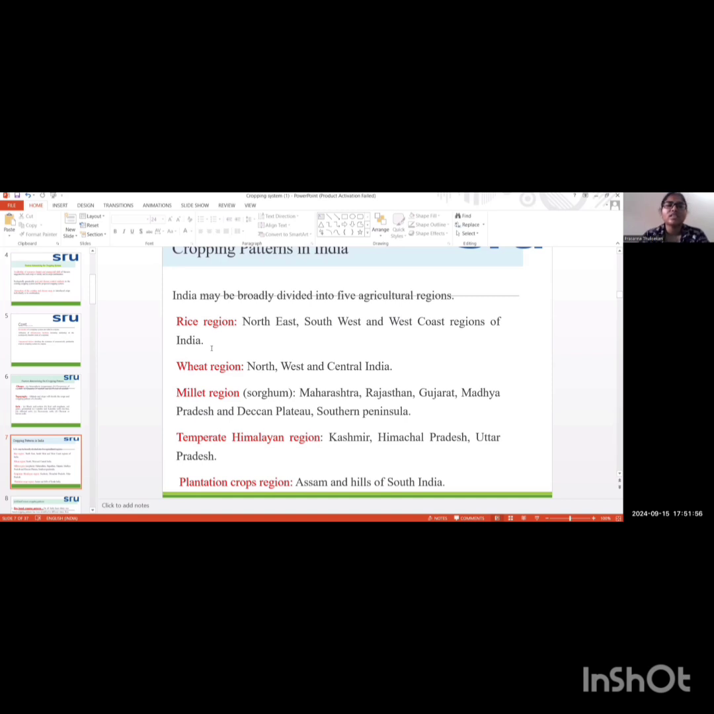In the rice region, mainly northeastern India, southwestern India, and west coast regions of India. In the wheat region, northwest and central India. In the millet region, that is mainly sorghum, Maharashtra, Rajasthan, Gujarat, Madhya Pradesh, and Deccan Plateau and Southern Peninsula. Temperate Himalayan region comes under Kashmir, Himachal Pradesh, and Uttar Pradesh. And plantation crop regions come under mainly Assam and hills of South India.